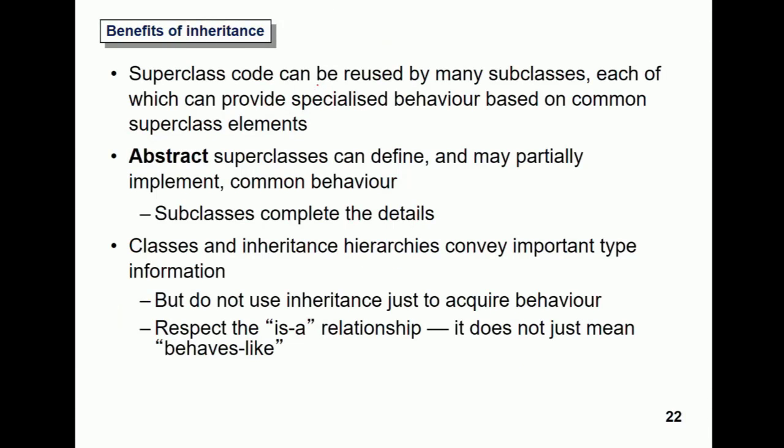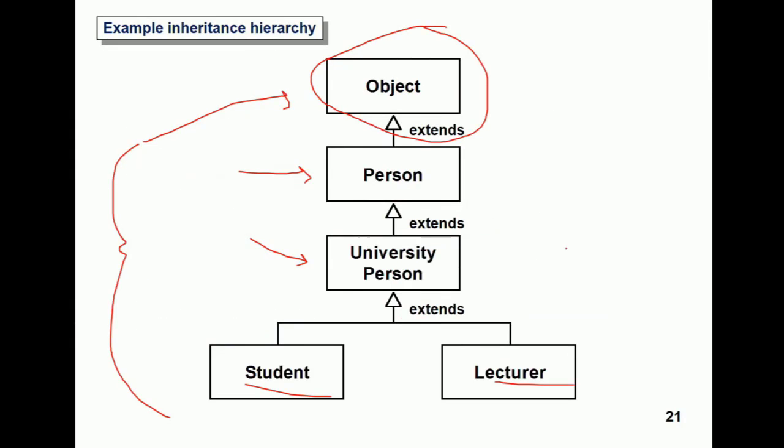Superclass code can be reused by many subclasses, each of which can provide specialized behavior based on common superclass elements. This is something I mentioned earlier. You can define things called abstract classes or abstract superclasses, and they're used mainly to implement common behavior. What you do in the subclass is complete the details. The benefit of having an abstract class is that you can create a class that cannot be instantiated. In this previous example, it doesn't really make sense to allow anybody using your computer program to create an object of type university person, because it's just too vague. You want them to create something more concrete. So what is a university person? It's a lecturer, it's a student, etc. Those are the types of objects you want to be able to create.